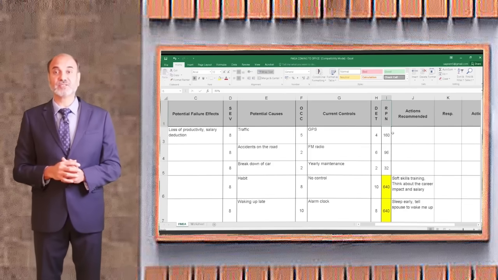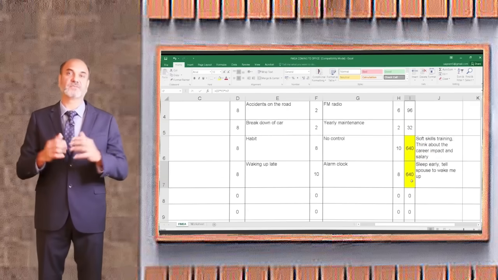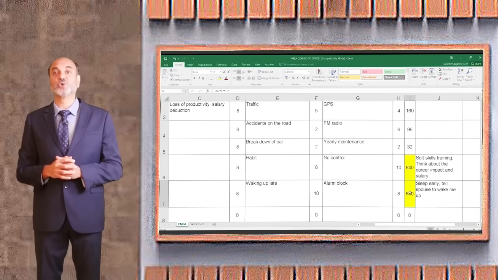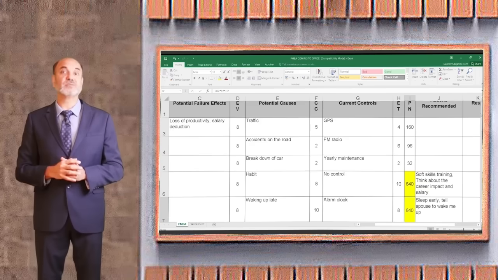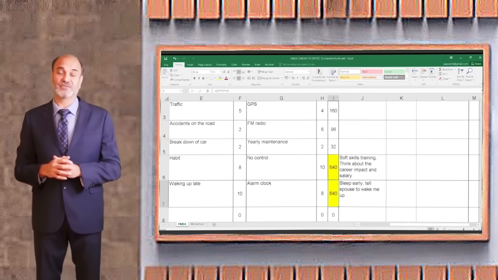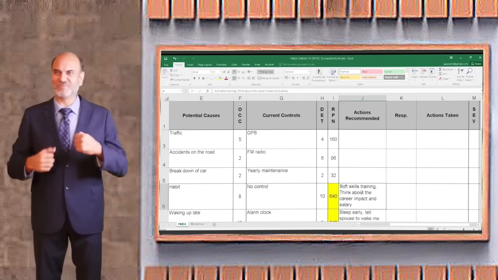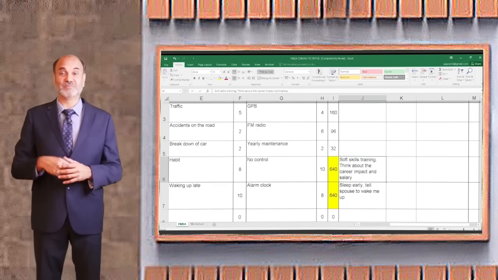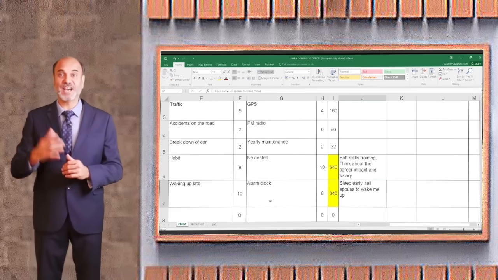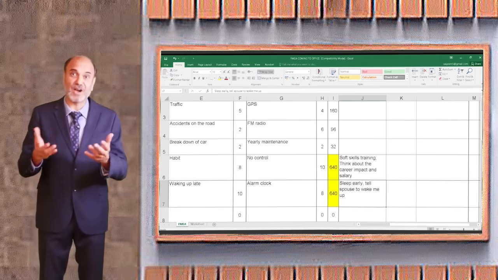So if we multiply these numbers, we're getting 160, 96, 32, 640, and 640. So obviously the maximum RPN we have is 640, 2 times. So we will work on them, and we will give some recommended actions. To take care of the habit, I have a recommendation: why don't I undergo soft skills trainings, motivational trainings, or think about my career or the salary? And for waking up late, I can have maybe 2 or 3 alarms, or maybe better still, I can sleep early and maybe I can tell my spouse to wake me up.